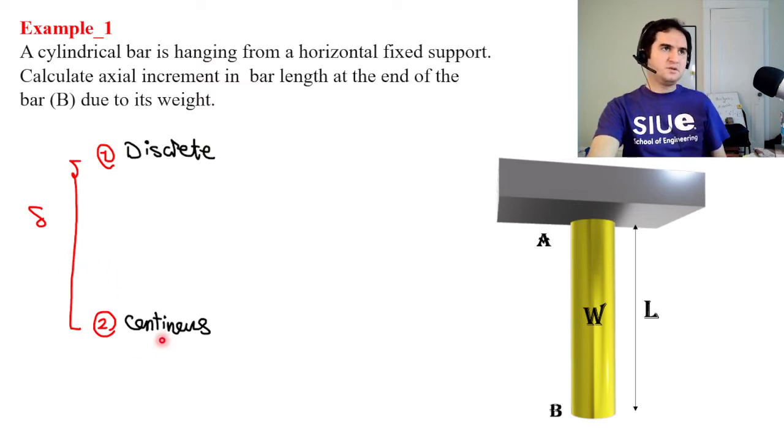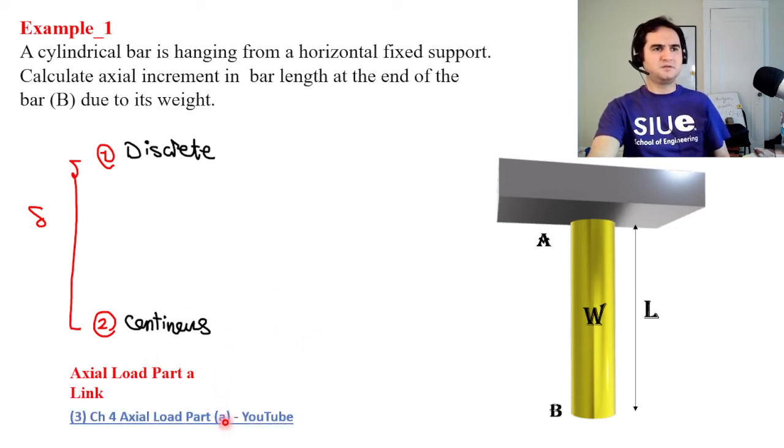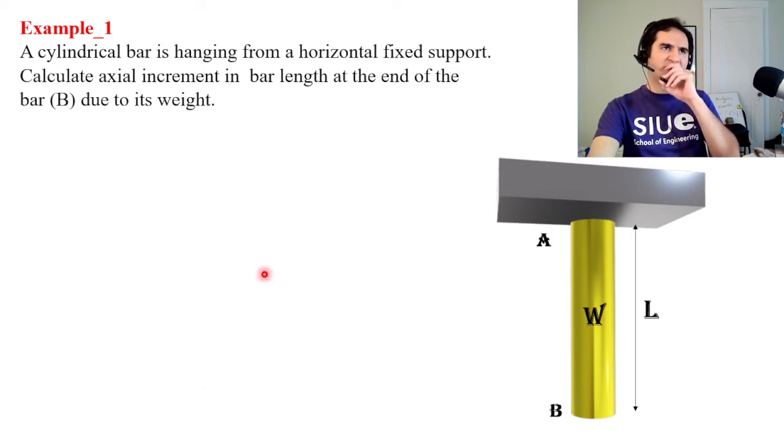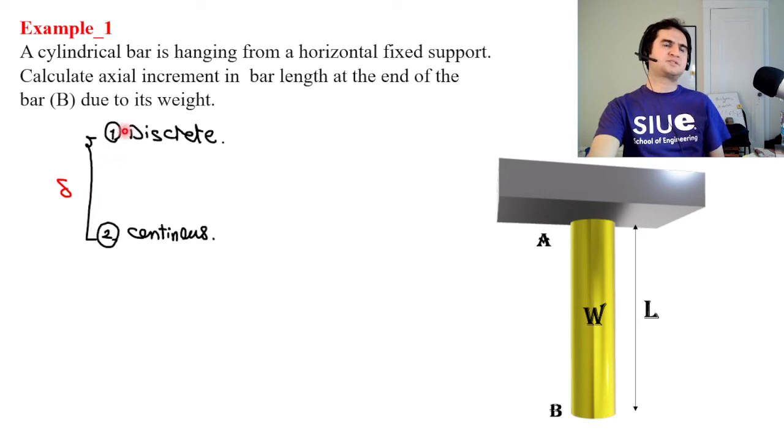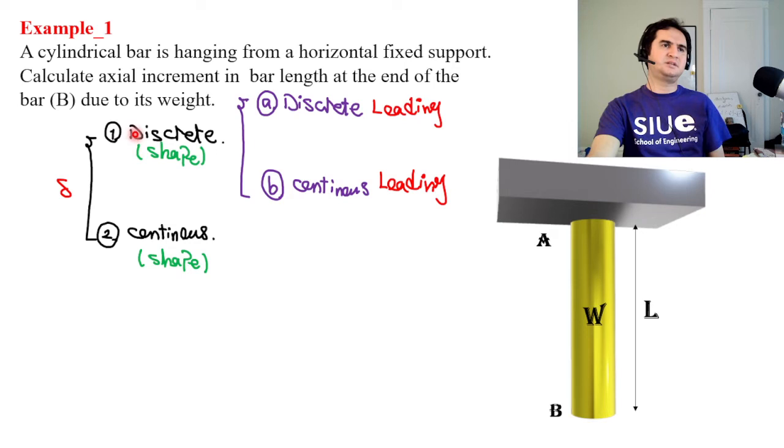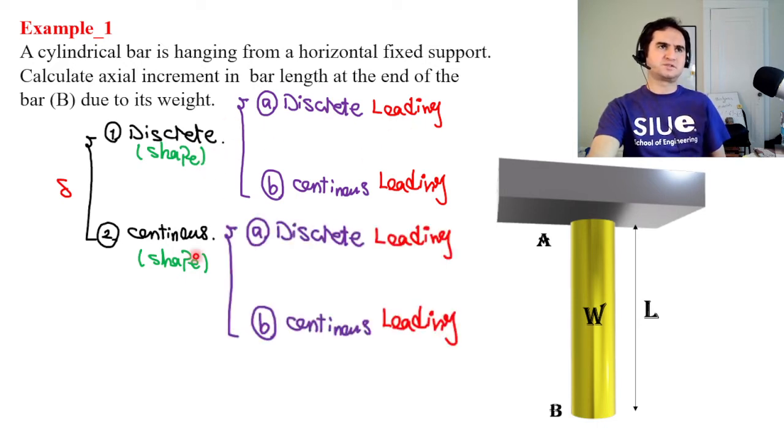If you remember from part A, delta goes with two main scenarios: discrete and continuous shapes. I put the link of axial load part A in case you want to review that material. In our problem, delta can be discrete or continuous due to the shape of the structure. But going a bit farther, we can also have that discrete and continuous condition due to the loading itself. So we can have four conditions: discrete shape, discrete loading; discrete shape, continuous loading; continuous shape, discrete loading; continuous shape, continuous loading.